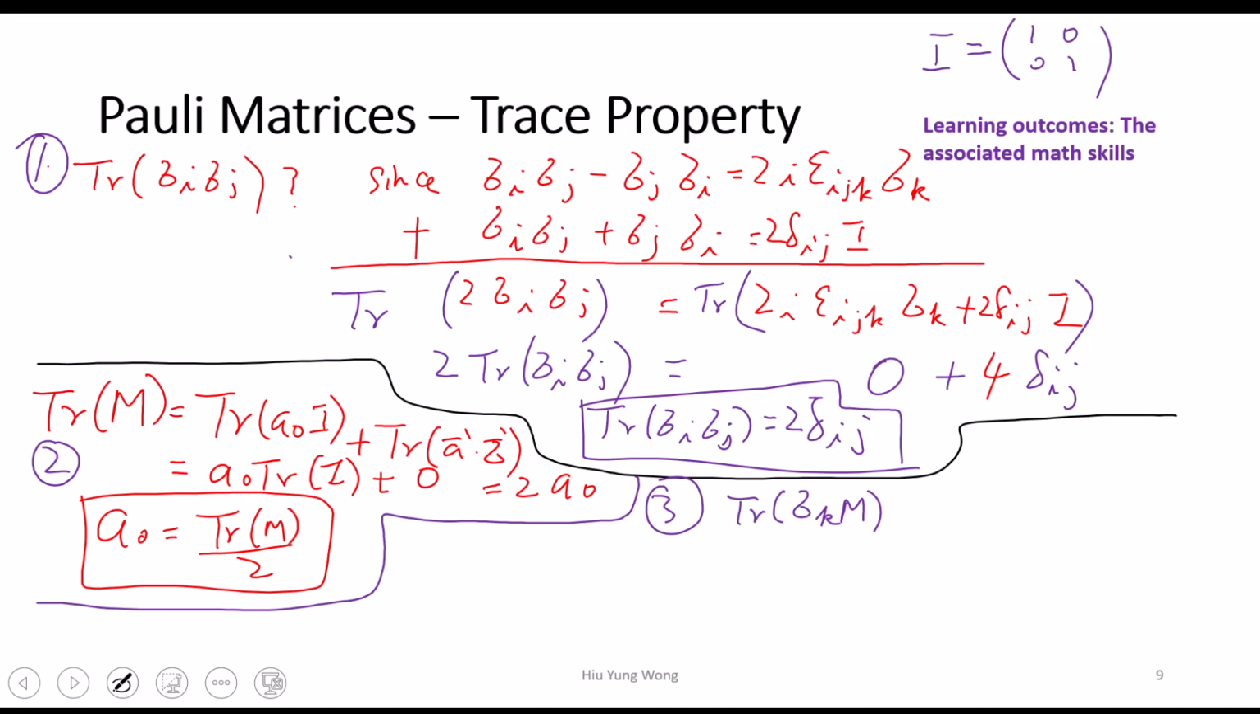This equals the trace of sigma k times M, right? So it is going to be A0 sigma k times I plus AX sigma k times sigma x plus AY sigma k times sigma y plus AZ sigma k times sigma z. Do you see what I'm doing? Again, M is just A0 times I plus AX times sigma x plus AY times sigma y plus AZ times sigma z. I just multiply sigma k from the left. I want to find out what sigma k M is. Is this okay? Any questions?